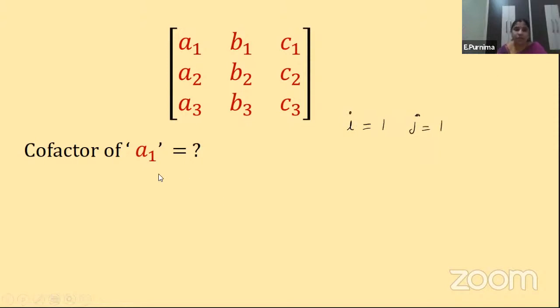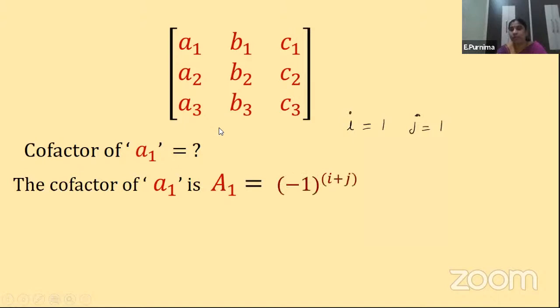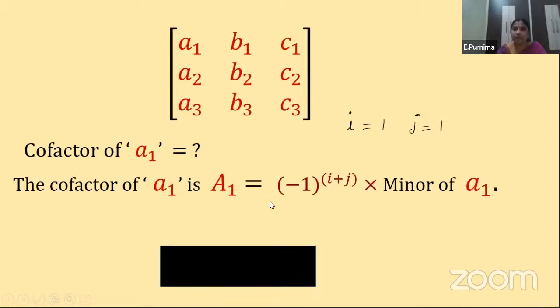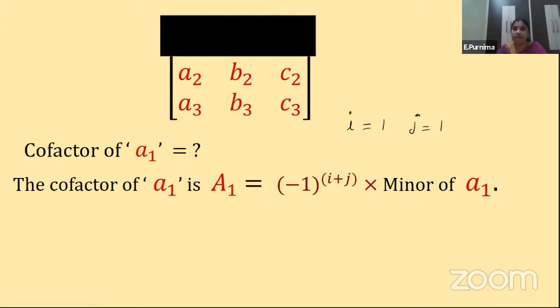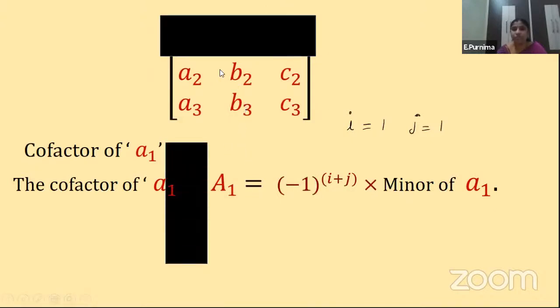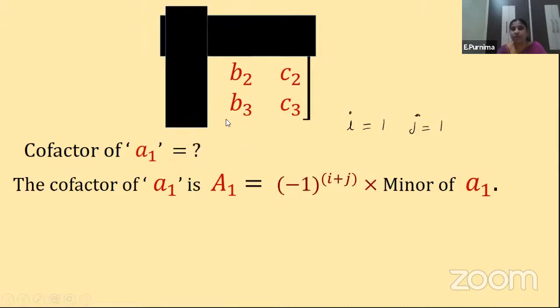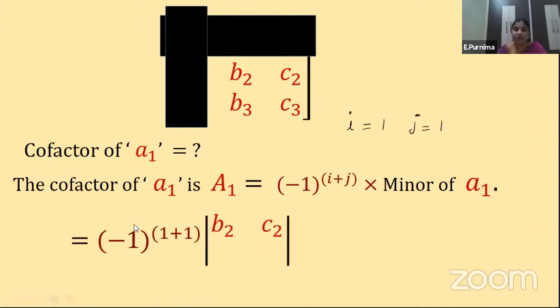So let us try to find the cofactor. The cofactor of a1 is what? Minus 1 whole to the power of i plus j into the minor of a1, isn't it? This is the formula we know. Because it is the a1 element, I am writing the cofactor as capital A1. Clear? Now let us find the minor here. Because it is in the first row, first column, I cover the first row and first column. Now what we get is minus 1 to the power of 1 plus 1. Why am I writing 1 plus 1? Because the i value is 1 and the j value is 1.